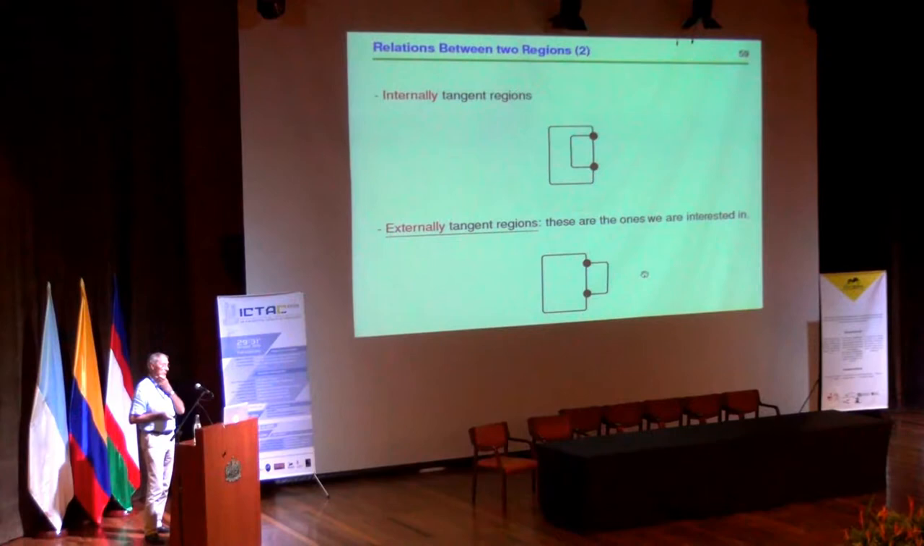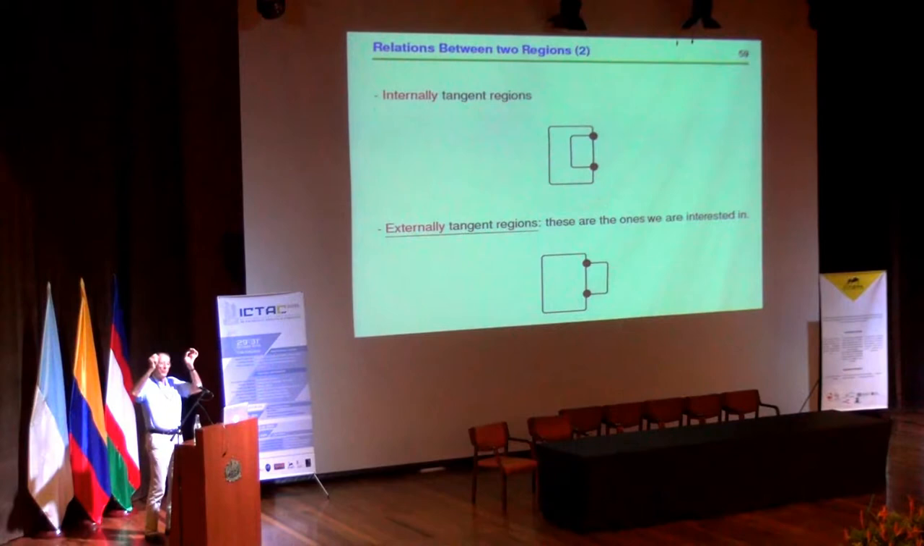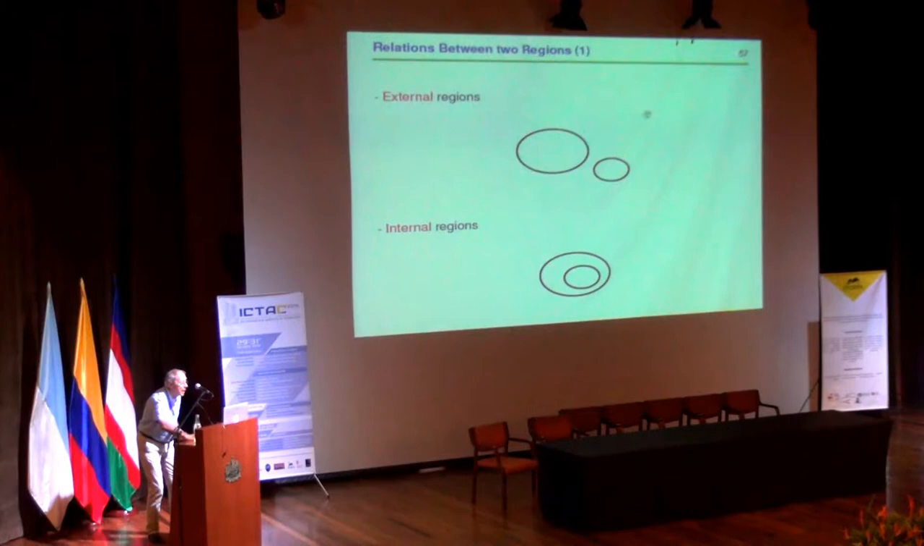There is a little thing which I've not defined in this. When you have two regions and they are connected just on one point of their border, they are considered to be external to each other. So this drawing here should be enlarged to have another region which just has one point in common with this one, and they will be considered to be external. Okay?